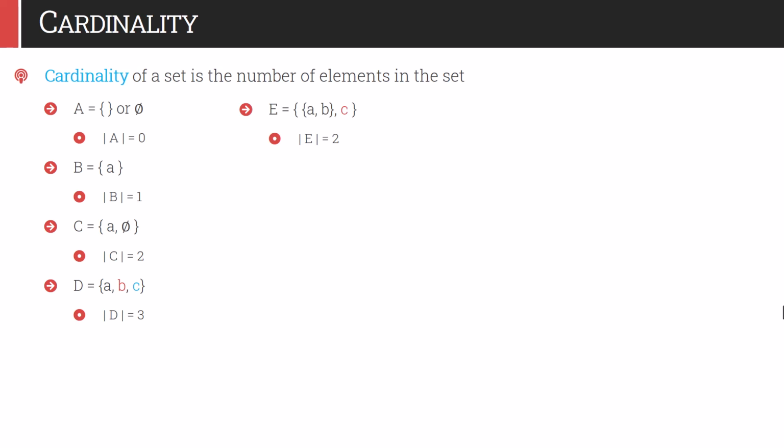Here, though there are in total 3 elements, {A, B} is one set, which is one element of set E, and C is the another element. So cardinality of E would be 2, not 3, mind well. Similarly here, F is equal to set of {A, B, C}. So {A, B, C} is one element of set F. So cardinality of F would be 1, not 3.